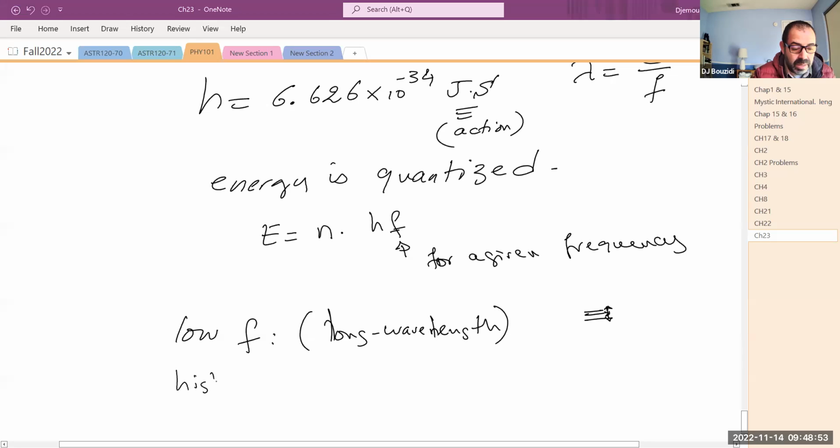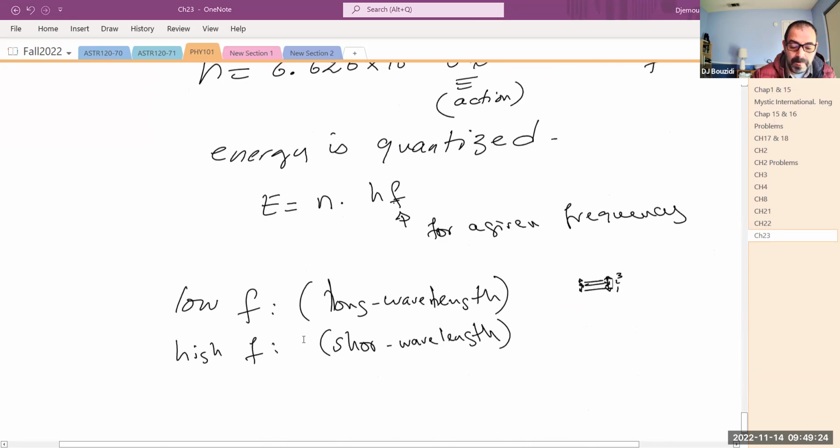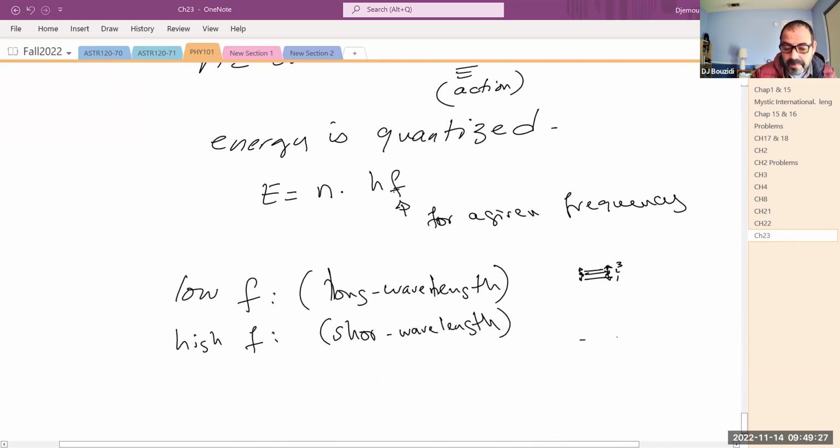Now for high frequency, meaning short wavelength, the gap, because remember, this is 1 hf, 2 hf, 3 hf. So this is 1, this is 2, this is 3. But the gap has to do with the frequency. In the low-frequency case, the frequency is small. But for short wavelengths, namely the UV radiation, namely this side, the f is big.